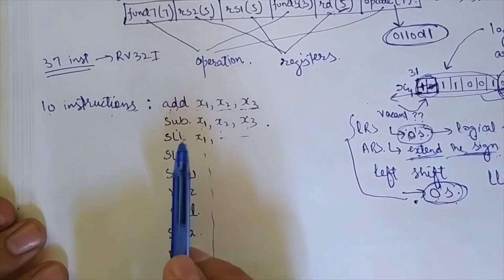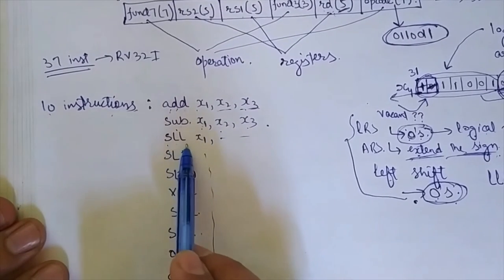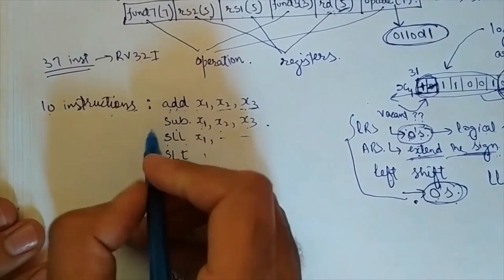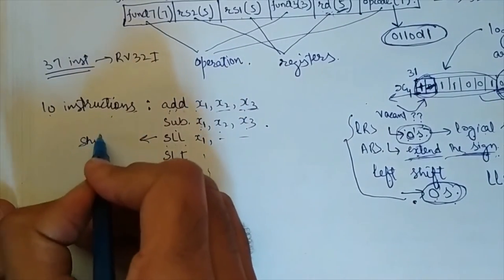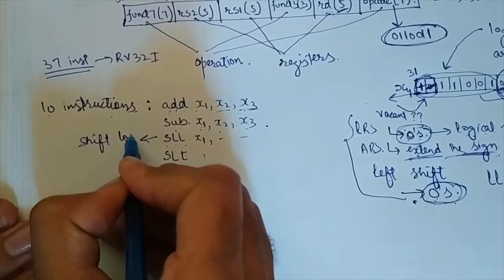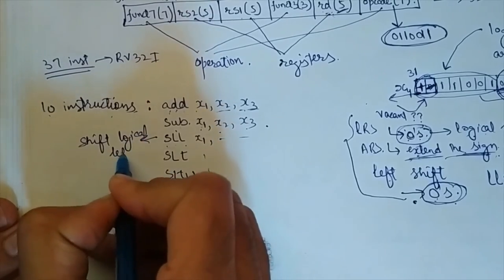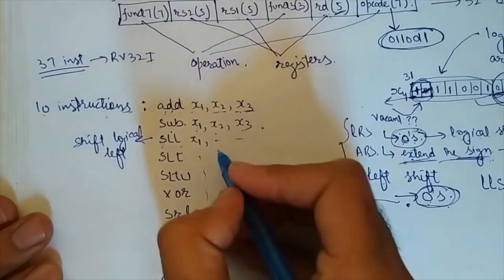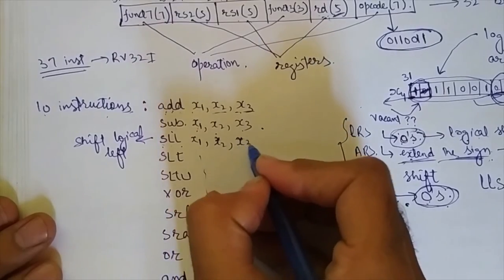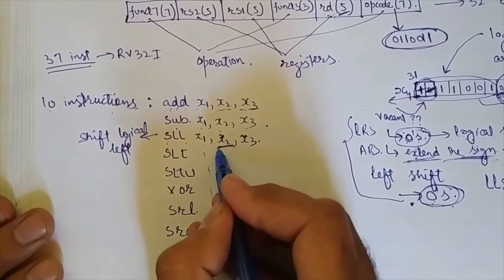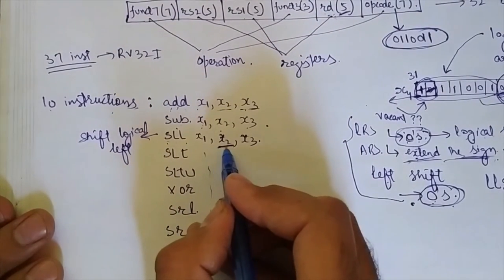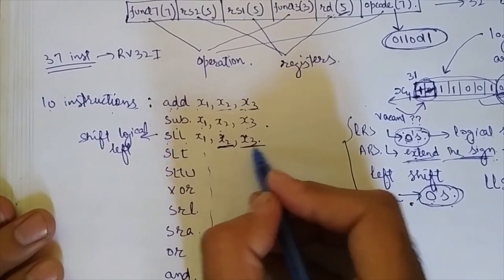SLL means shift logical left. Shift logical left means here that we shift the bits in X2 by the number of bits in X3.